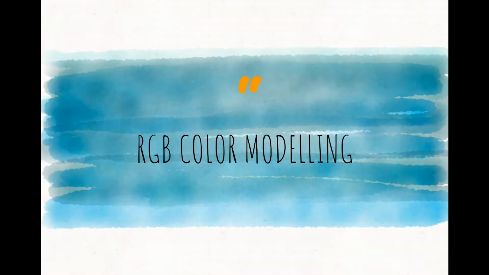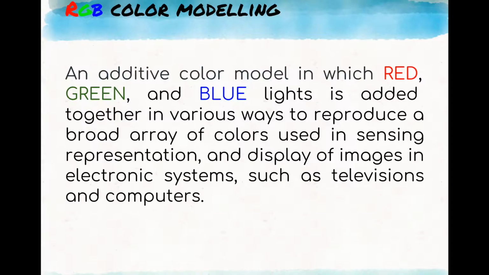Next, we go to the RGB color modeling. An additive color model in which red, green, and blue light is added together in various ways to reproduce a broad array of colors, used in sensing and representation and display of images in electronic systems, such as televisions and computers. As you can see in the slide, there is the representation of RGB color modeling.